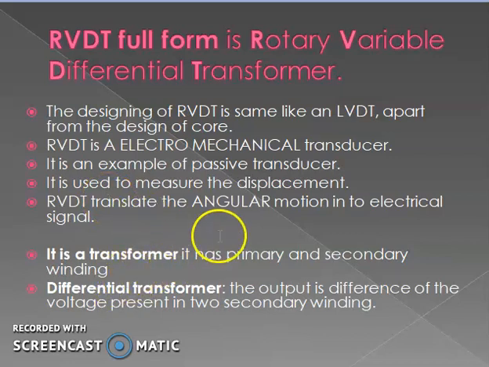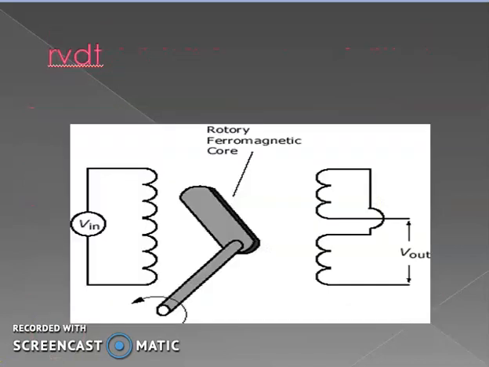It has a transformer, that is, both primary and secondary windings, and the output is called differential because the output is the difference of the voltages present in the two secondary coils. The main difference between RVDT and LVDT is the core. In LVDT the core is a linear straight one, but in RVDT it is a ferromagnetic core connected to a shaft. The shaft can move in an angular motion.